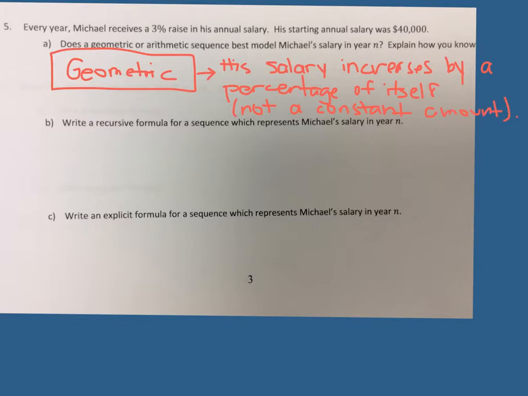All right, letter B says, write a recursive formula for a sequence which represents Michael's salary in year n. Okay, so off to the side here I wrote the generic recursive formulas for a geometric sequence. So the first thing we want to do is label our first term, which is going to be the salary he makes in his first year. So we could say that a sub 1 equals 40,000.